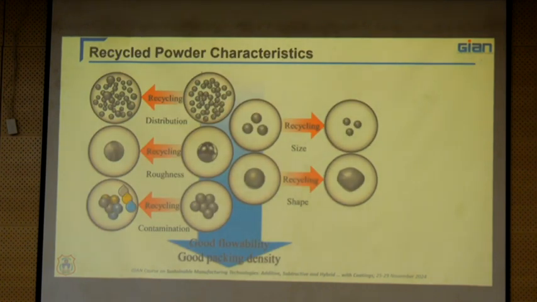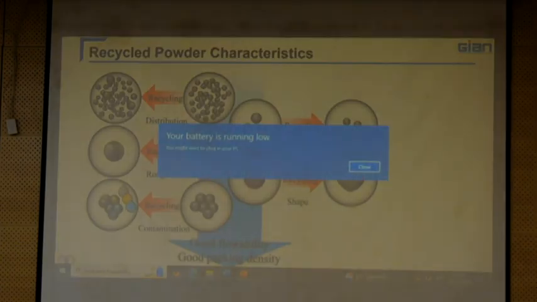And now we are coming to sustainability. Till now we talked about characterization, powder manufacturing, and how we qualify the powders for AM manufacturing aspects. Then it comes to the recycling characteristics. Recycling is going to affect the size, roughness, surface oxidation, as well as moisture contamination and agglomeration. All these properties are going to affect your flowability and good packing factors, or the packing density.